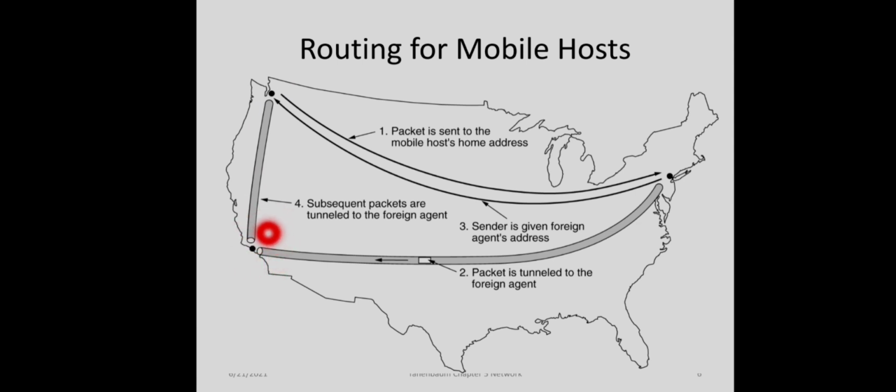Upon receiving this, the foreign agent will remove the payload part and hand it over to the corresponding mobile host. So the remaining communication will be directly from the sender to the foreign agent here. This is how the routing is done for a mobile host.